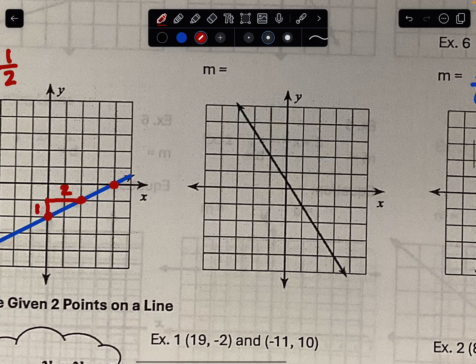Positive 1. Oh, wait, no. Yeah, -1 and positive 1. -1, +1 would be here. Or positive 1, -1. Okay, that one I agree with. And then you were close on the other one. -1, what? Positive 2. +2.